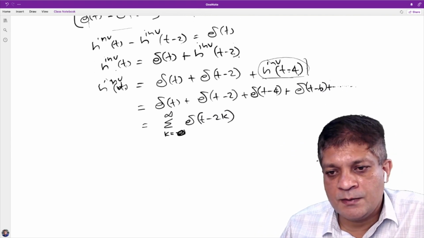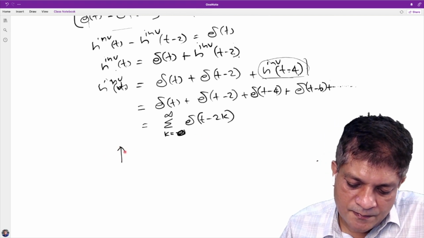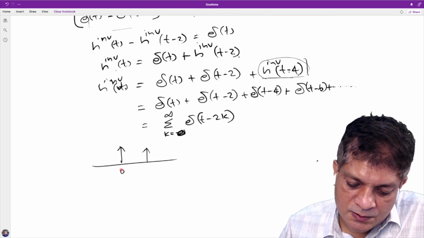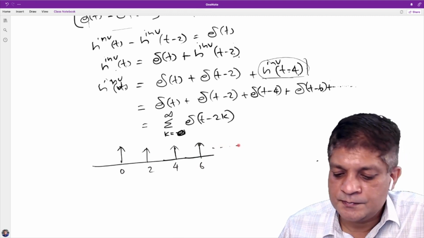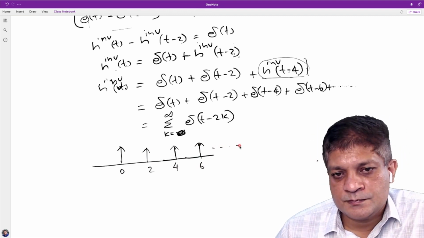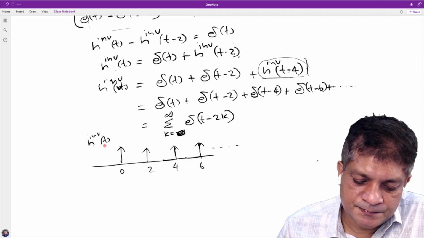And this is called an impulse train. If you sketch this, there is an impulse at 0, the next impulse is at 2, then 4, and so on. This is the impulse response of the inverse system.